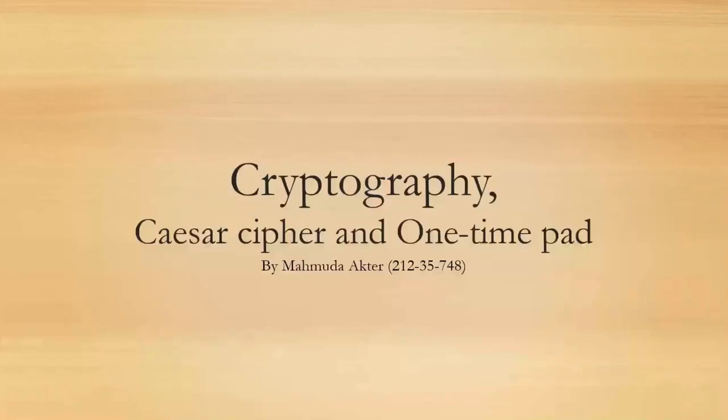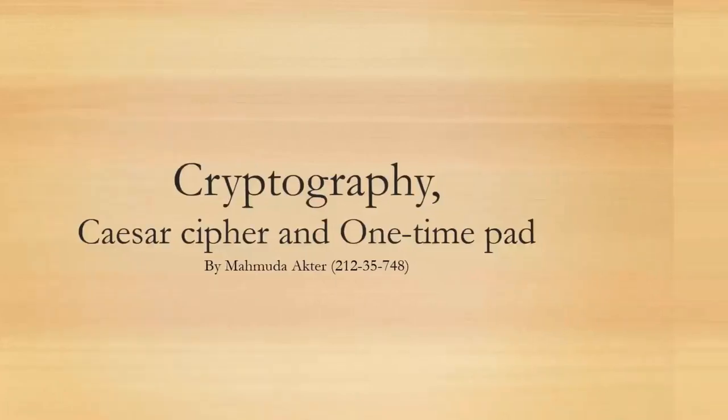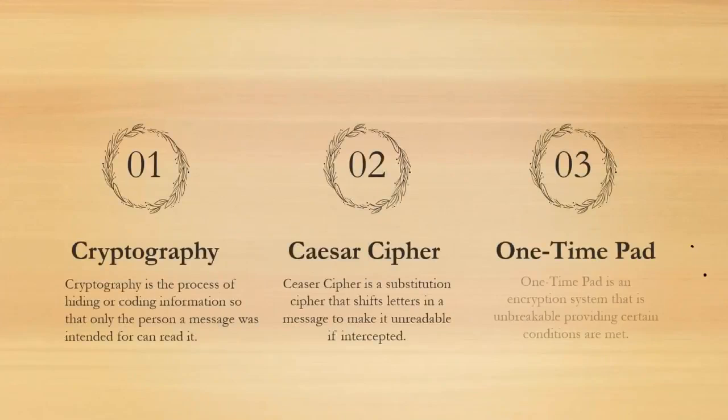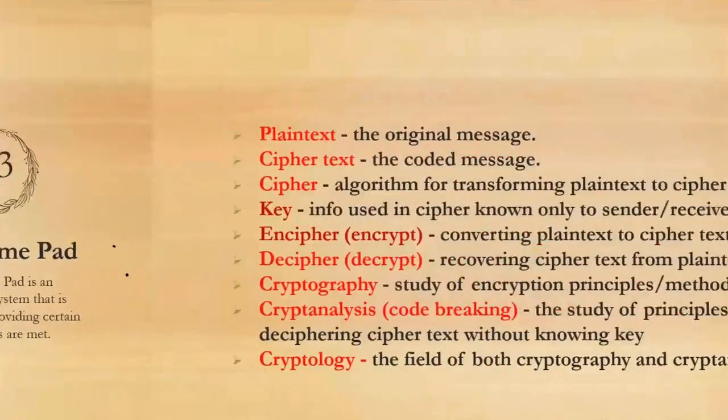Today our topic is cryptography, Caesar cipher, and one-time pad. Moving on to the main part, we will talk about three terms which are cryptography, Caesar cipher, and one-time pad. Cryptography is the process of hiding or coding information so that only the person a message was intended for can read it. And Caesar cipher is a substitution cipher that shifts letters in a message to make it unreadable if intercepted. And lastly, one-time pad is an encryption system that is unbreakable providing certain conditions are met.